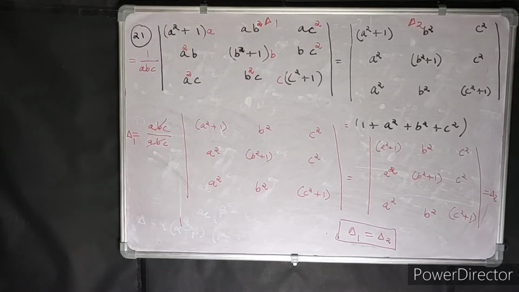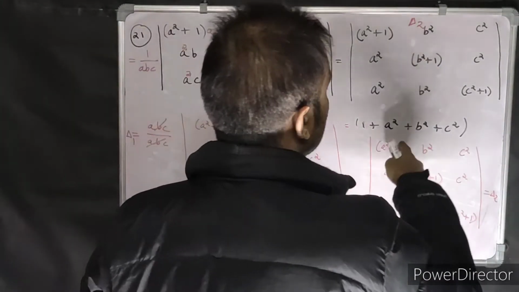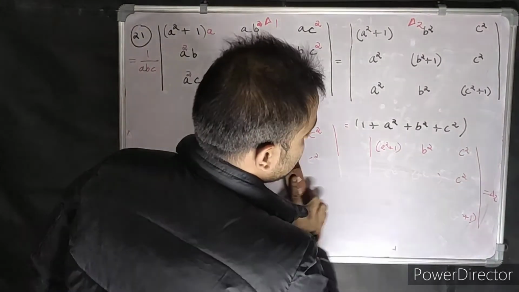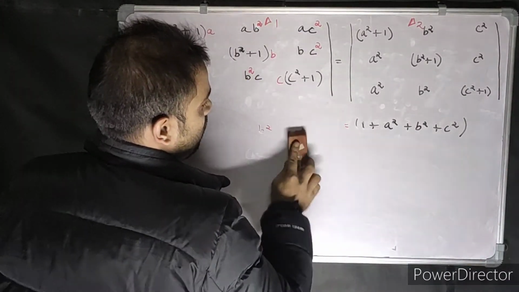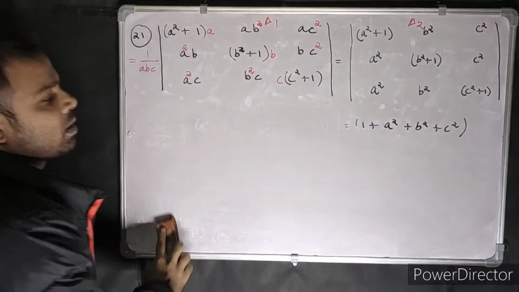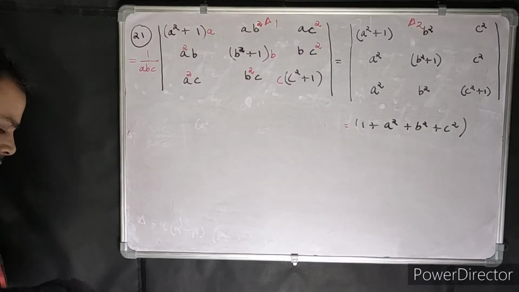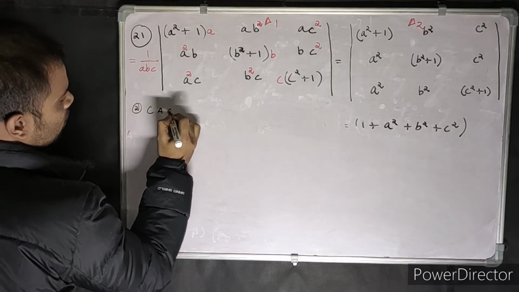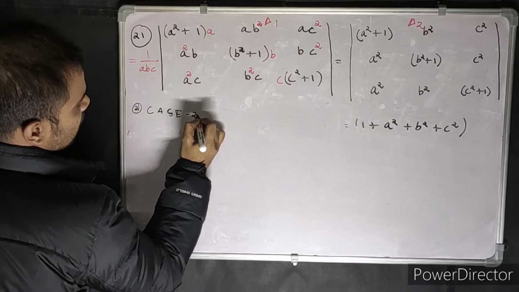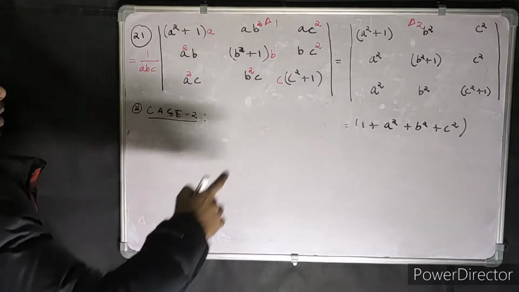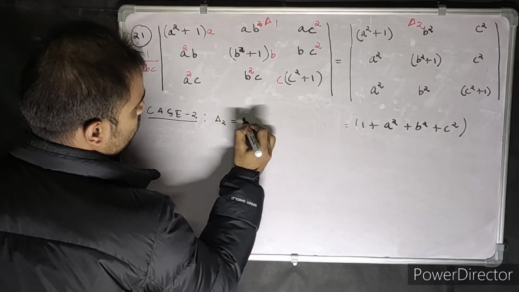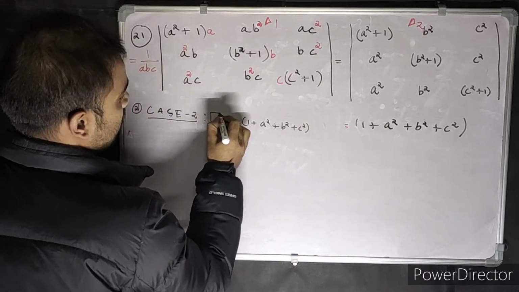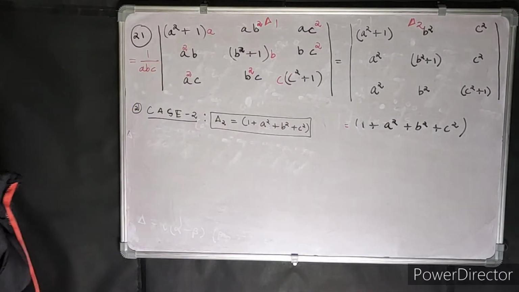Now what is your second case? Your second case is to prove that this determinant number 2 is equal to this value. So let's start proving that. Let's start proving that this determinant is equal to that value. So you're going to write case 2. What is case 2? Case 2 is determinant 2 is equal to 1 plus a square plus b square plus c square. You can write this as a case 2, as a heading.